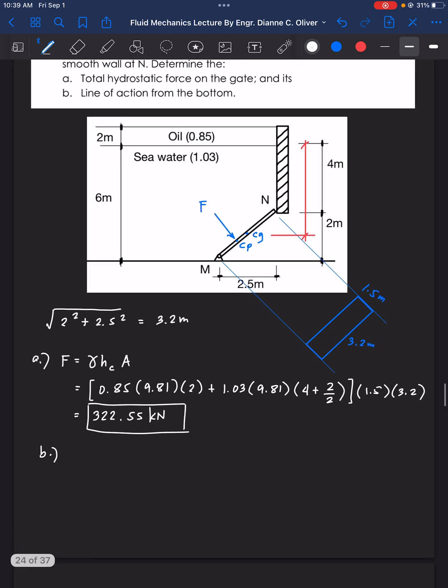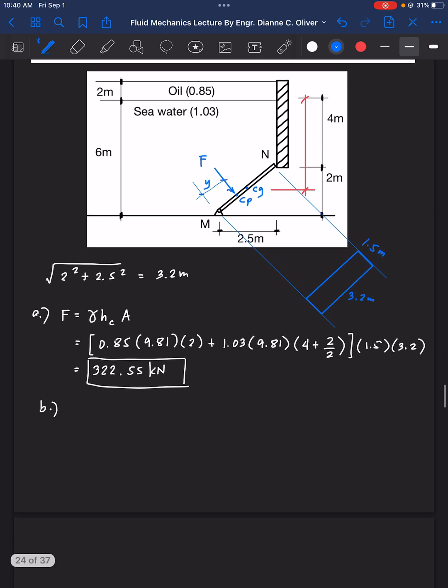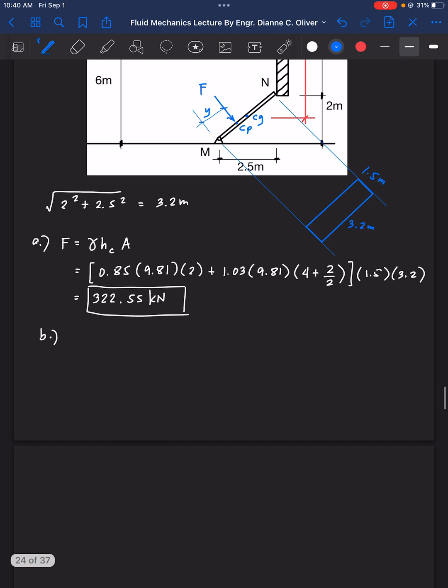How about B? What is being asked in B is the line of action from the bottom. Since the gate is inclined, we can assume that it's looking for the Y that is also inclined. So we are solving for Y, measured along the incline. How do we solve for that?